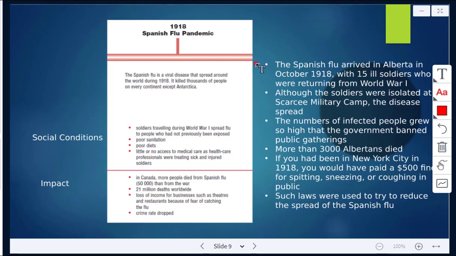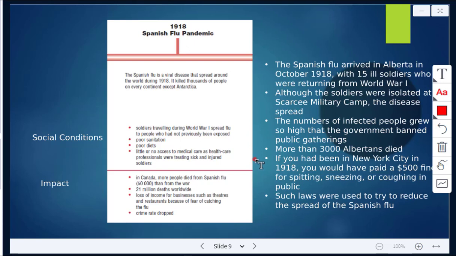In Alberta, Spanish flu arrived in October of 1918 with 15 ill soldiers who were returning from World War I. The soldiers were isolated at a military camp, but the disease still spread. So the numbers of infected people grew so high that the government had to ban public gatherings. More than 3,000 Albertans died.